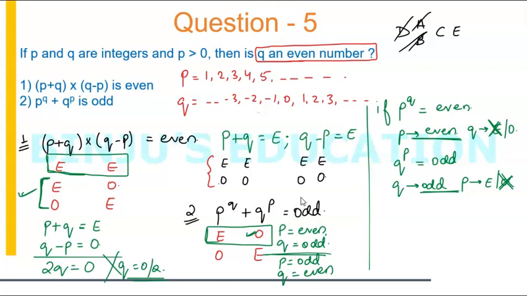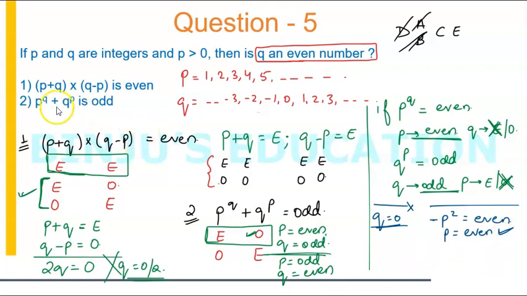Now you are right, but you're actually missing one case, the case of zero. What about when Q is zero? Because Q equal to zero is actually a very important case. If I take Q to be 0, then from the first statement I would want minus P square to be even. Because when Q is 0, it becomes P plus 0 into 0 minus P, that's minus P square, which is even. And that will only happen when P is even.